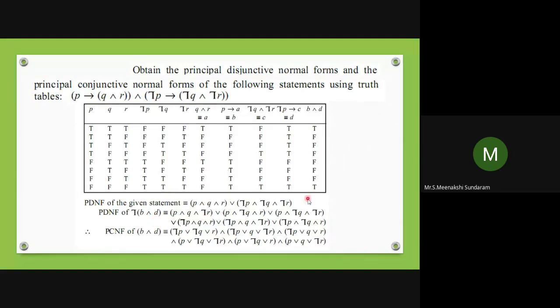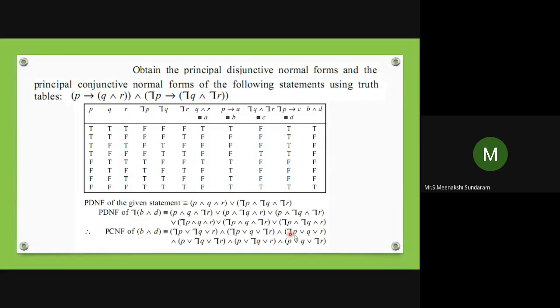First false, true, true, false: P disjunction Q, disjunction negation R. And the term, where is the term? Yeah, P, Q, negation R. Then next case: P disjunction negation Q disjunction R. P disjunction negation Q disjunction negation R. Negation P disjunction Q disjunction R. Negation P disjunction Q disjunction negation R. And the last one, negation P disjunction negation Q disjunction R. All the other terms are connected by conjunction.